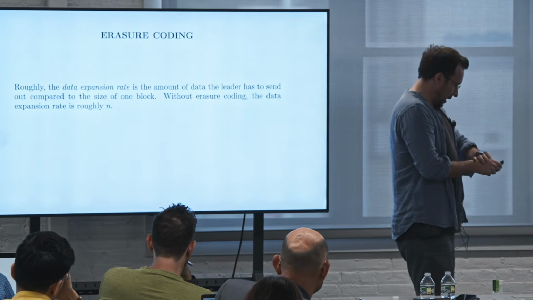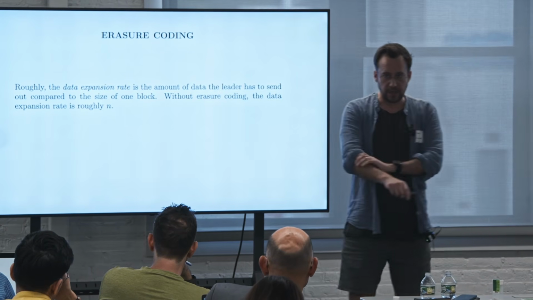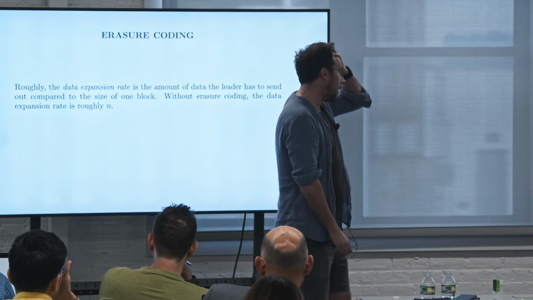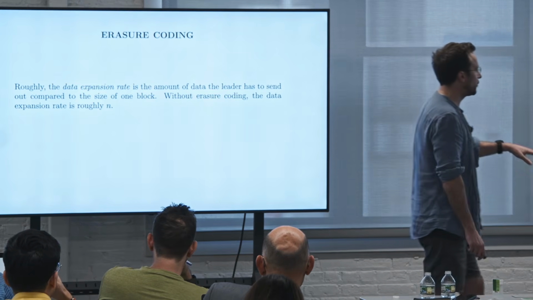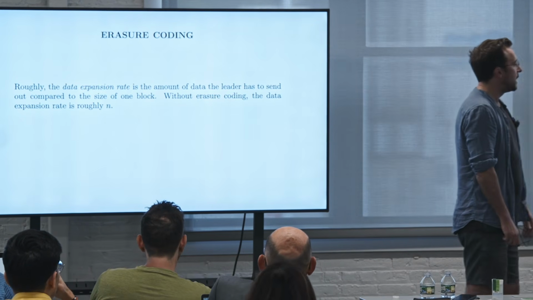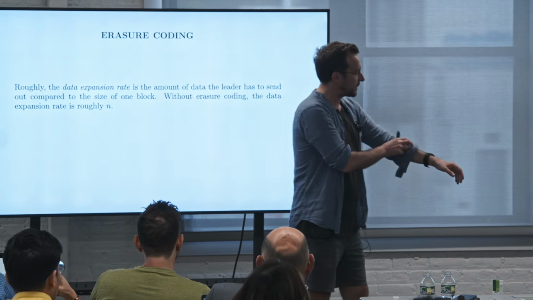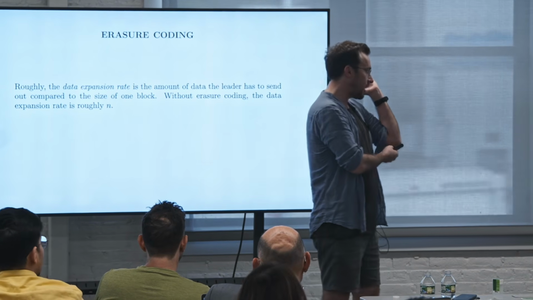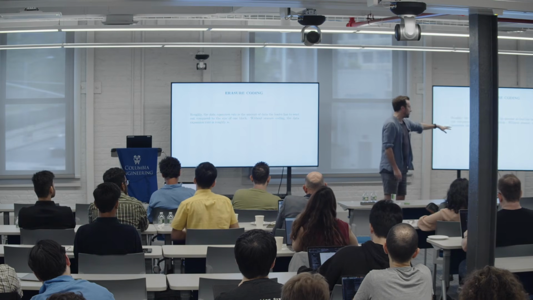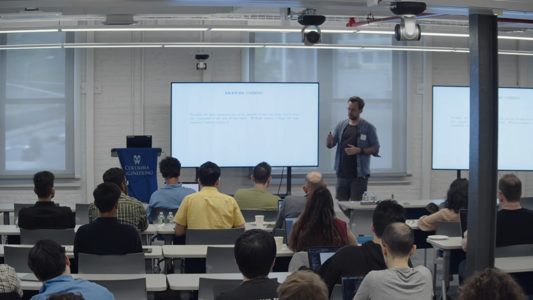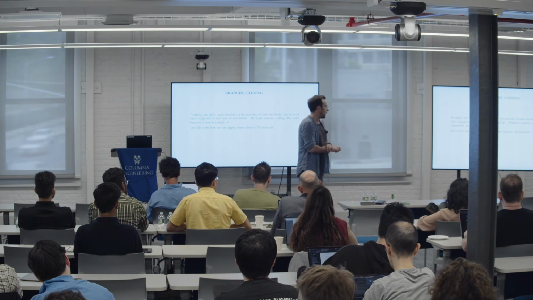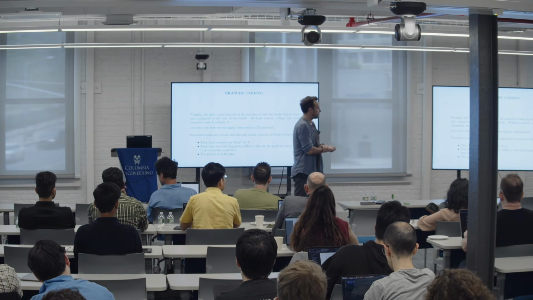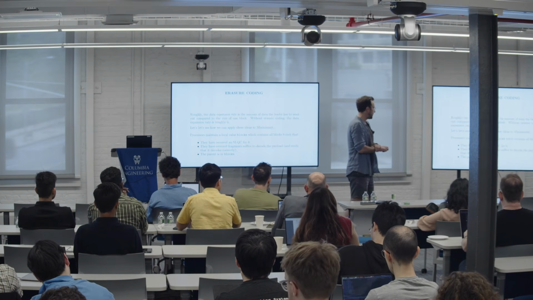Okay. So now we're going to just briefly talk about how we can integrate this with Minimit. So first a bit of terminology, I'll talk about it in a rough way. Roughly the data expansion rate is the amount of data the leader has to send out compared to the size of a block. So without erasure coding, the data expansion rate is roughly n, because you have to send out like n blocks. Okay, so now let's see how this applies to Minimit.